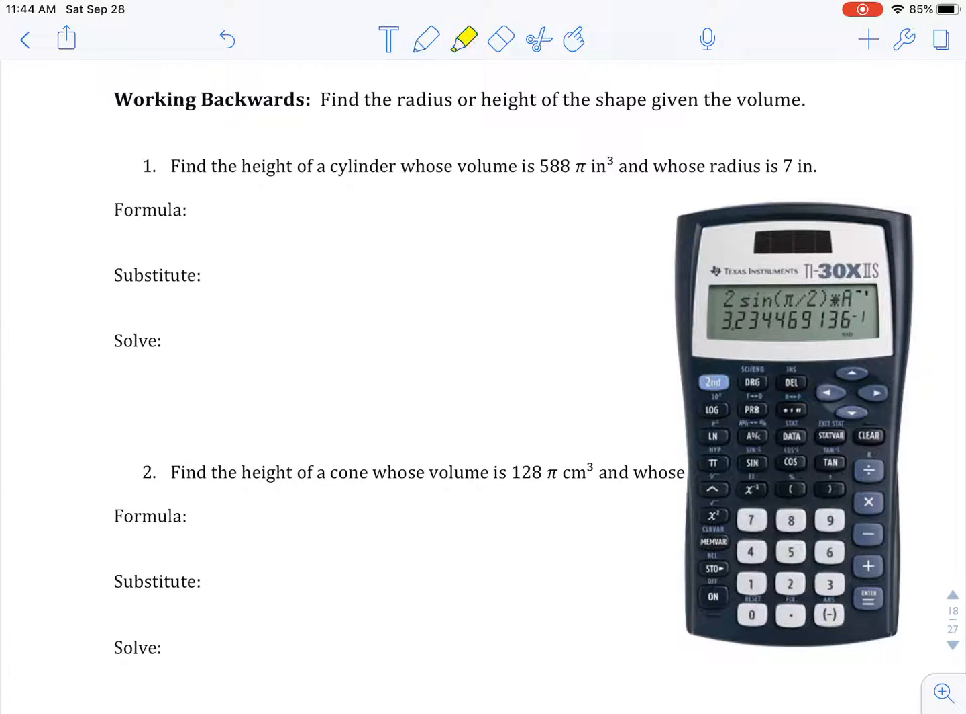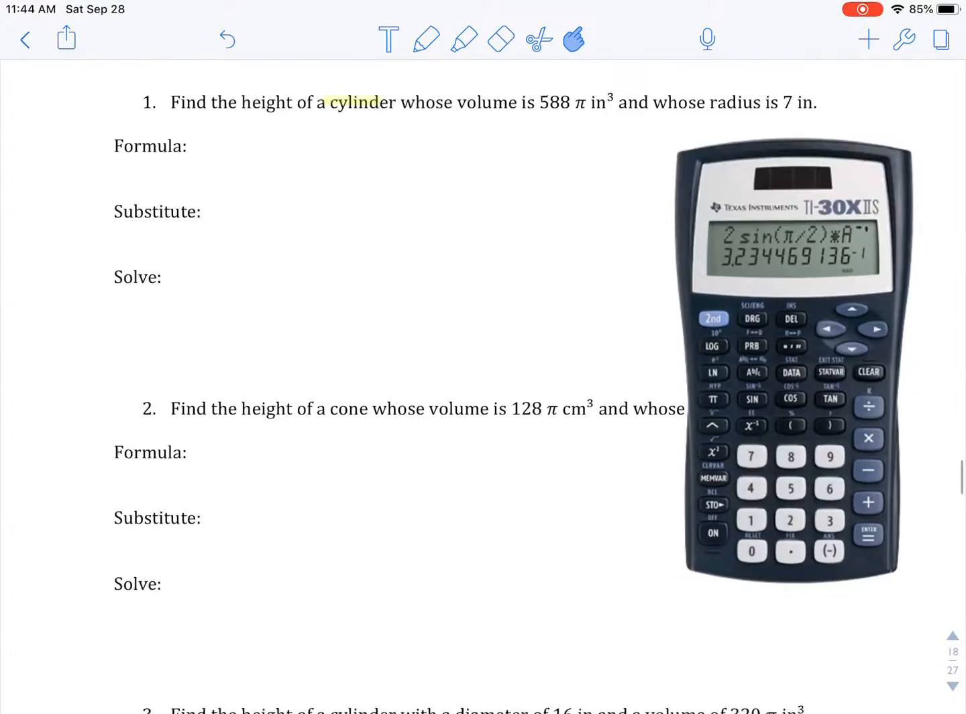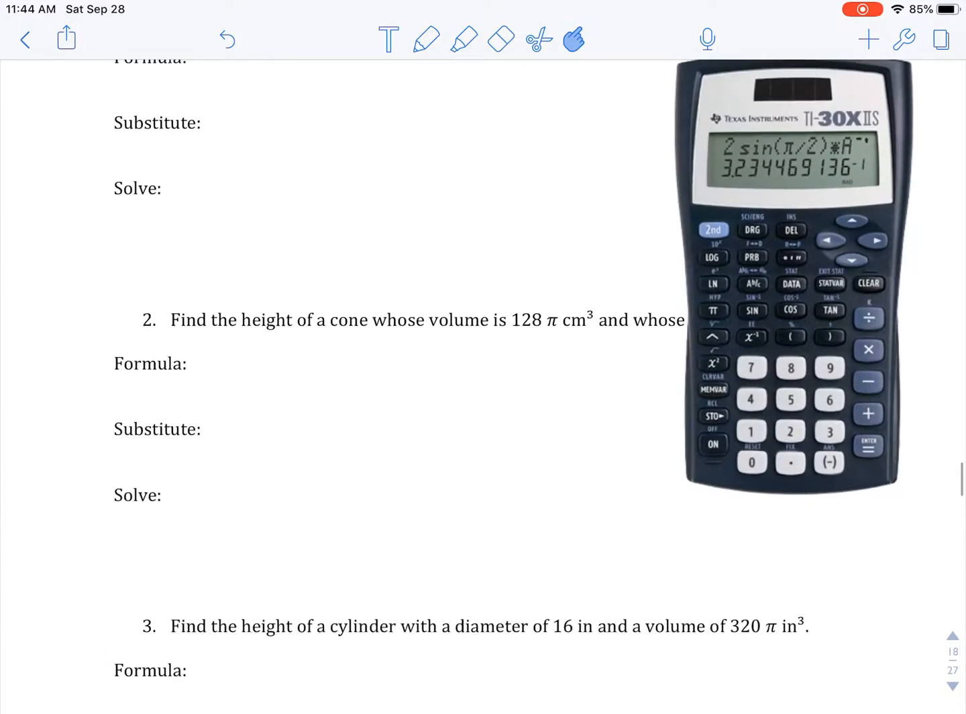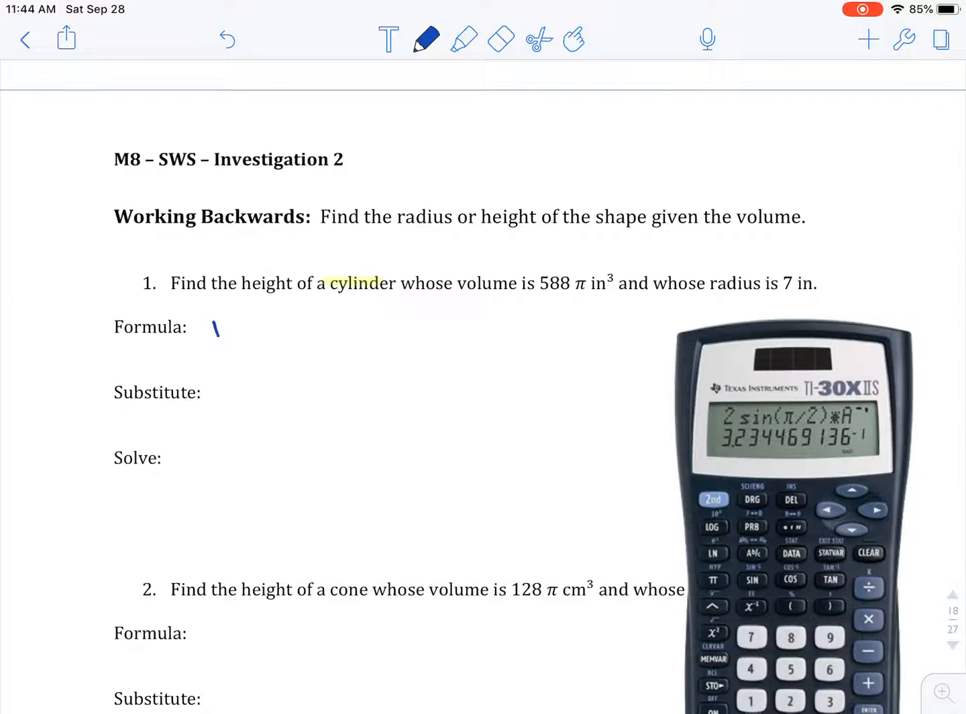So if we have a cylinder as our shape, we've got to use the cylinder formula, which is down here. Volume of a cylinder equals pi r squared h. So let's start with that. So the formula is V equals pi r squared h. Now, to substitute in, we're going to take the numbers that we have and plug them in where they go into the equation.